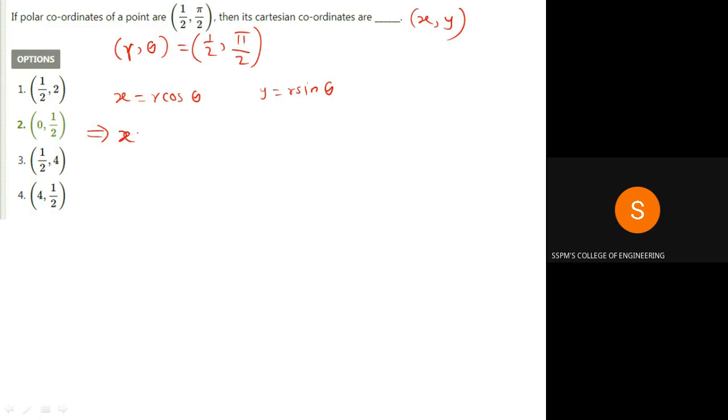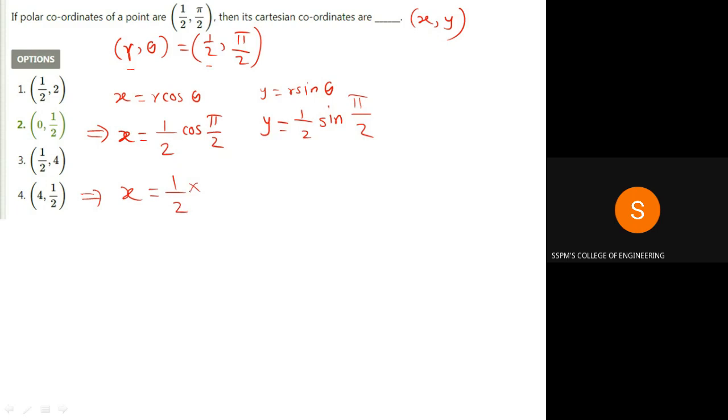Implies, what is x? x is equal to r. What is the value of r? It is half. What is the value of theta? It is cos pi by 2. Also for y is equal to, what is the value of r? It is half. And what is the value of theta? It is pi by 2. So x is equal to half cos pi by 2 and y is equal to half sin pi by 2. Now we have to find the value of cos pi by 2.